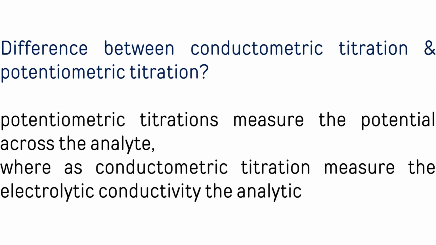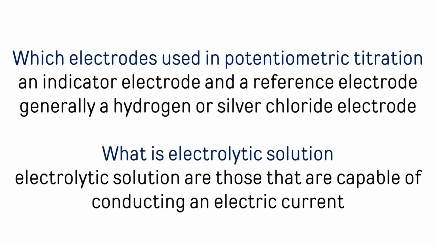Difference between conductometric titration and potentiometric titration. Potentiometric titration measures the potential across the analyte, whereas conductometric titration measures the electrolytic conductivity of the analyte. Which electrodes are used in potentiometric titration? An indicator electrode and a reference electrode, generally a hydrogen or silver chloride electrode. What is electrolytic solution? Electrolytic solutions are those that are capable of conducting an electric current.